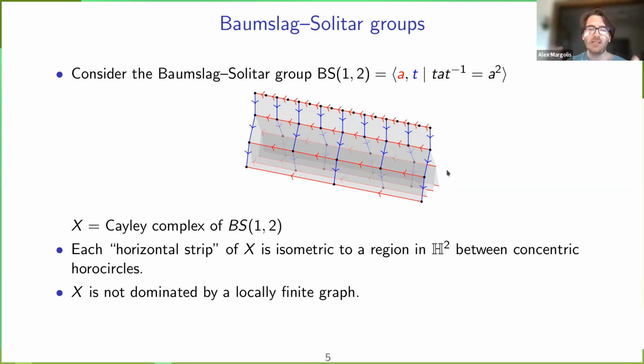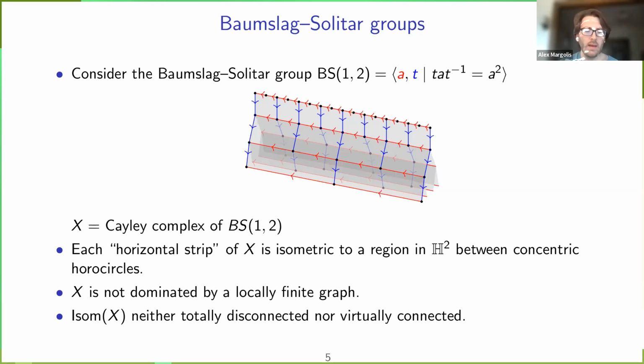Okay, so the Cayley complex topologically looks like a tree times the real line, and by doing translations in the real line direction, we can get a continuous one parameter family of isometries. And so the isometry group is neither totally disconnected nor virtually connected. So this is something that's not dominated by a nice classically studied space like a symmetric space, like the hyperbolic plane, for instance, nor is it dominated by a locally finite graph.